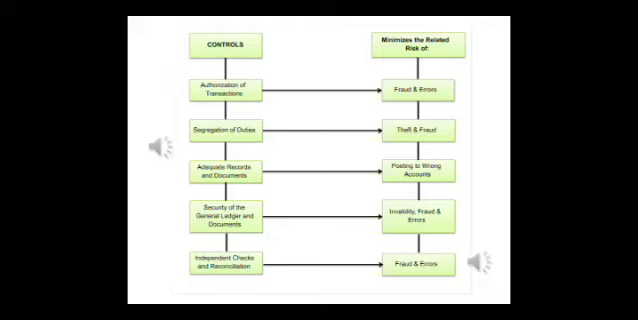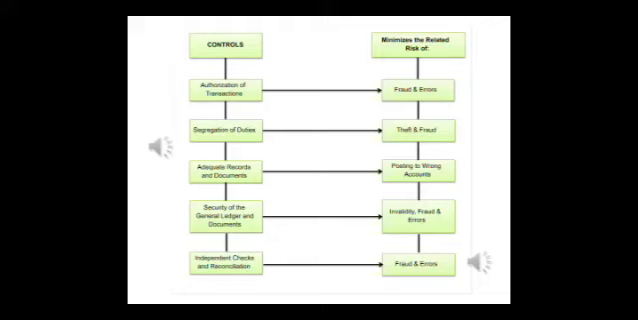Sa segregation of duties naman, it is a basic building block of sustainable risk management and internal controls for a business. The principle of segregation of duties is based on shared responsibilities of a key process that disperses the critical functions of the process to more than one person or department. Sa risk naman niya is dun sa theft and fraud.